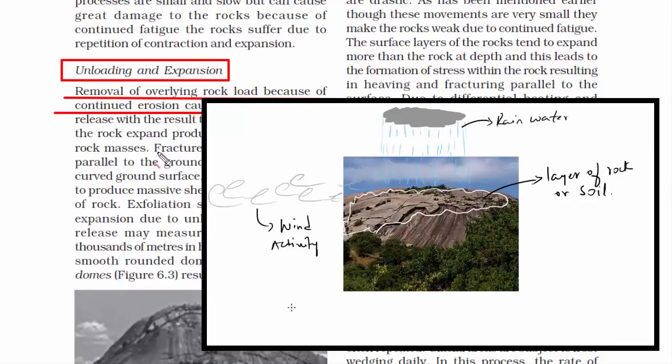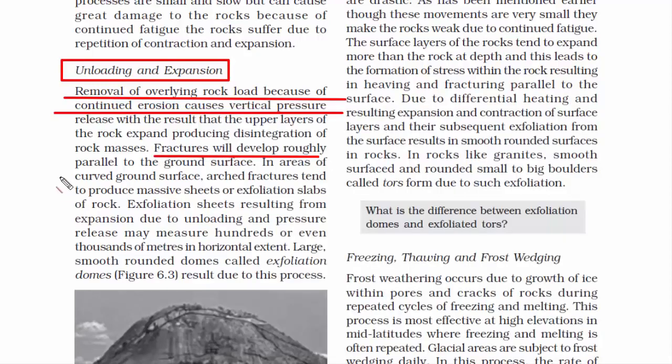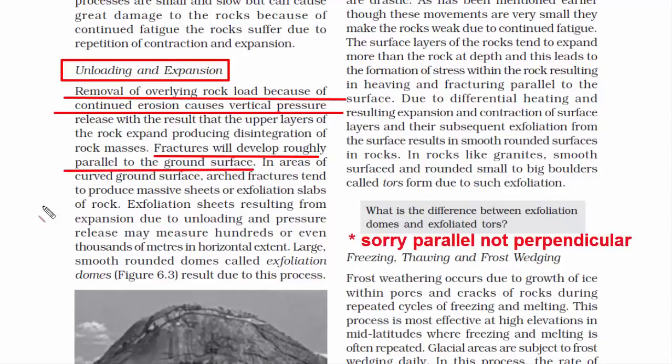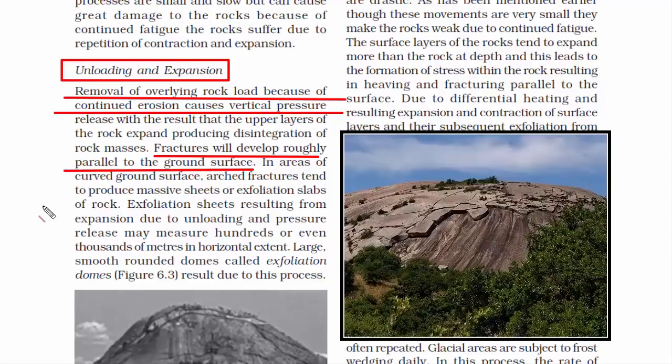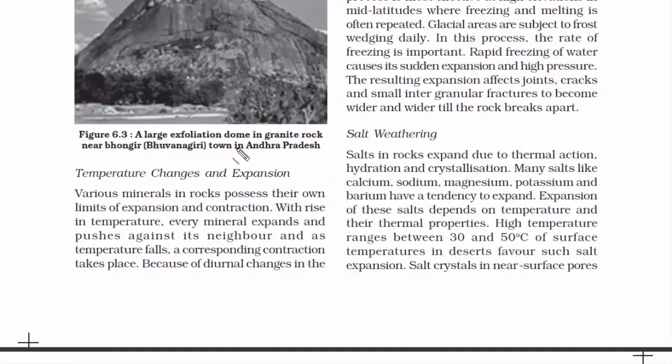However, you must understand that this top layer creates pressure on the underlying rock, and due to that, the underlying rock gets fractured into sheets which lie perpendicular to the direction in which pressure is released. And if you look at this picture, you can see how the top layer cracks and breaks into sheets of rocks. The second one is temperature changes and expansion.